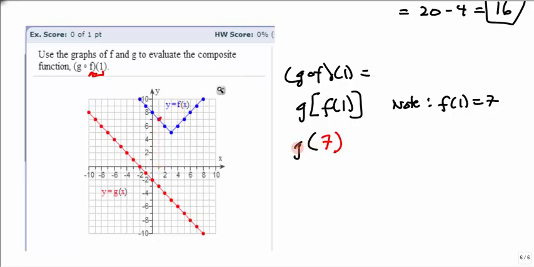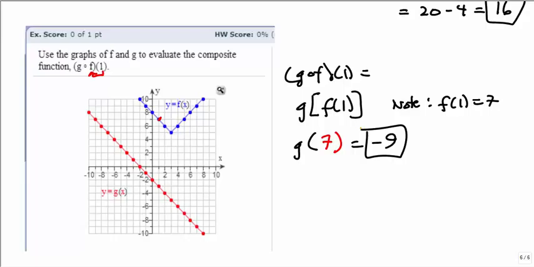So now this says, in my function g, I want to plug in that answer of 7. So I come over here, and I plug in a 7, and I read clear down to here, and it looks like I get negative 9 back out. So g of 7 is equal to negative 9. So this just means you need to plug in 1. You plug into the f first, get your answer, take that answer, and plug it into the g.